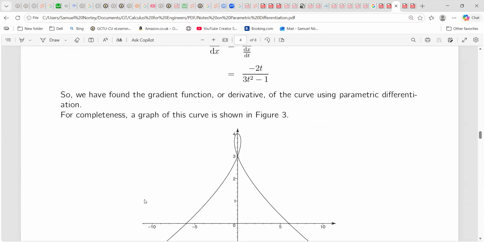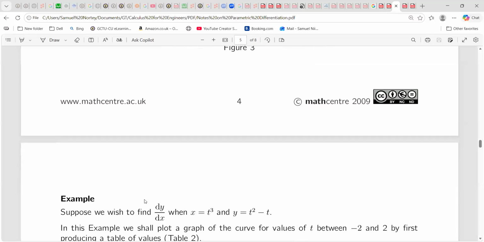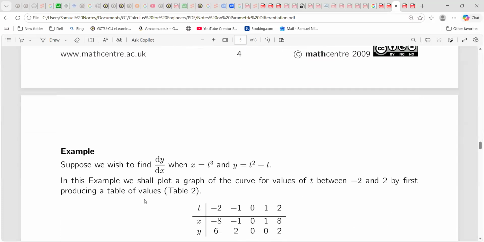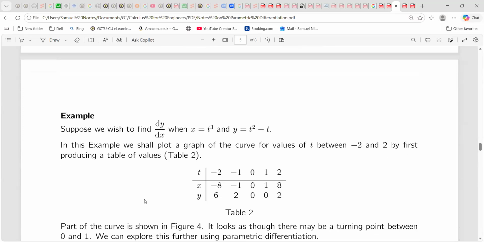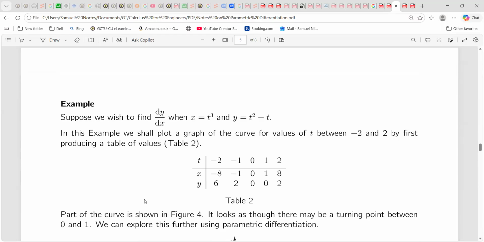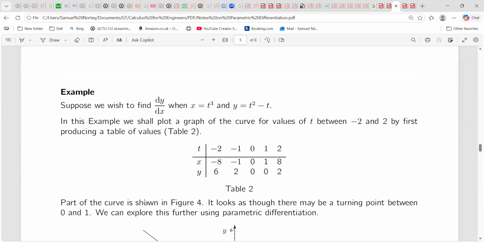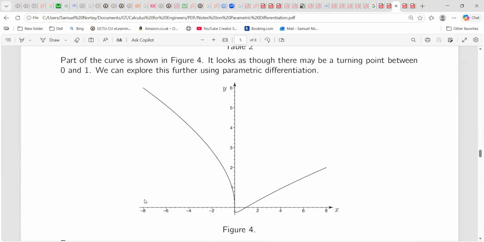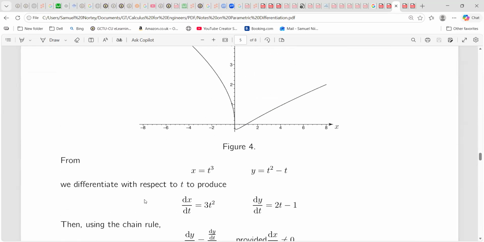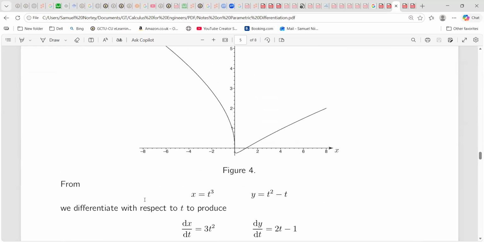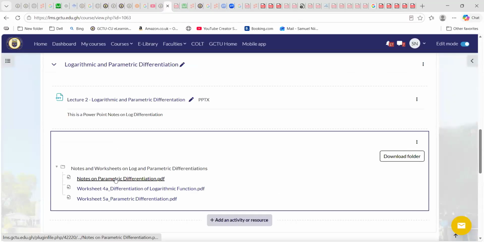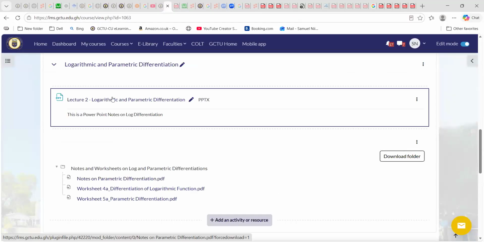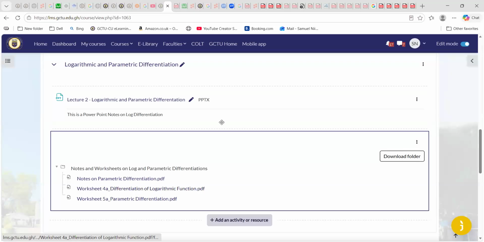So basically that is what parametric differentiation is all about. You only have to find the various parameters that are being defined, and from those parameters, you are able to evaluate the function that has been given. There are a few more examples. I've shared all these documents. These are the notes on parametric differentiation that I'm using right now. This is a PowerPoint that I used, and these are the worksheets.